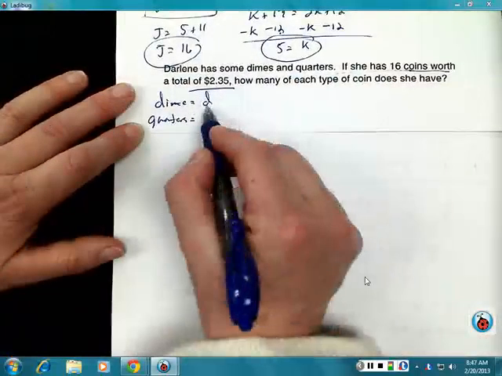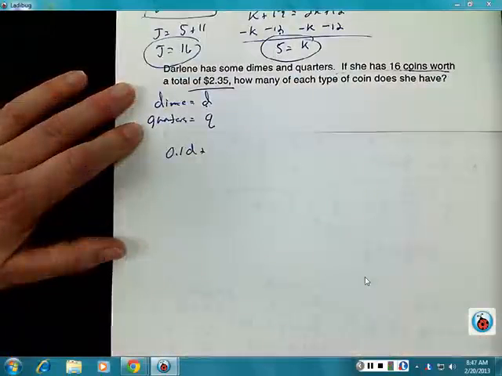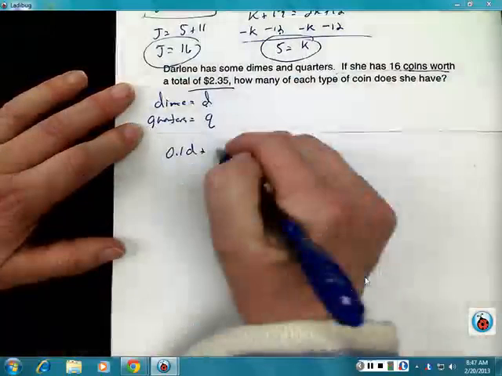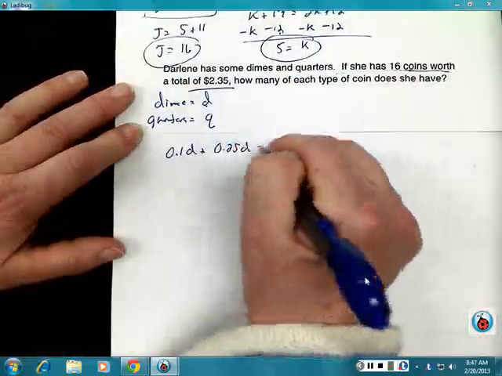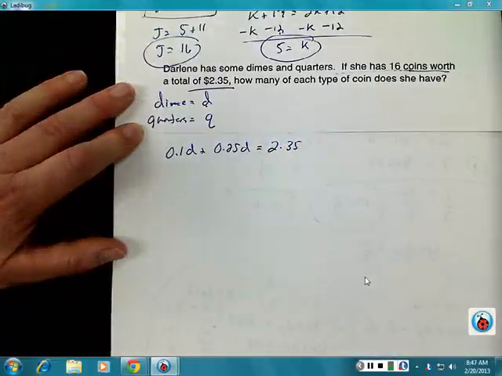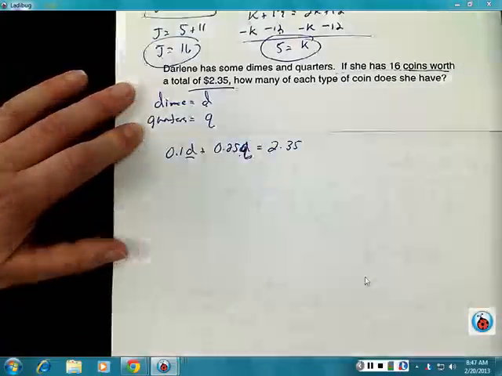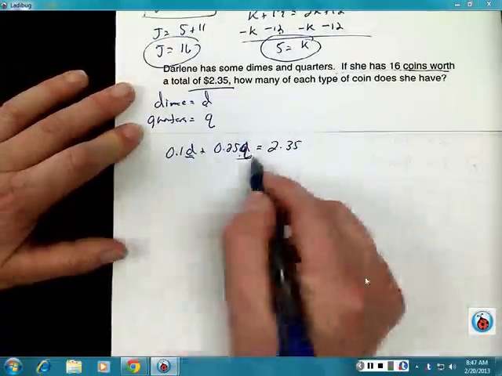So what's a dime worth? 10 cents. Okay, what's a quarter worth? 25 cents. Yeah? And this all totals $2.35. But I only have one equation. What's D and what's a Q? What's D and Q meaning right here?